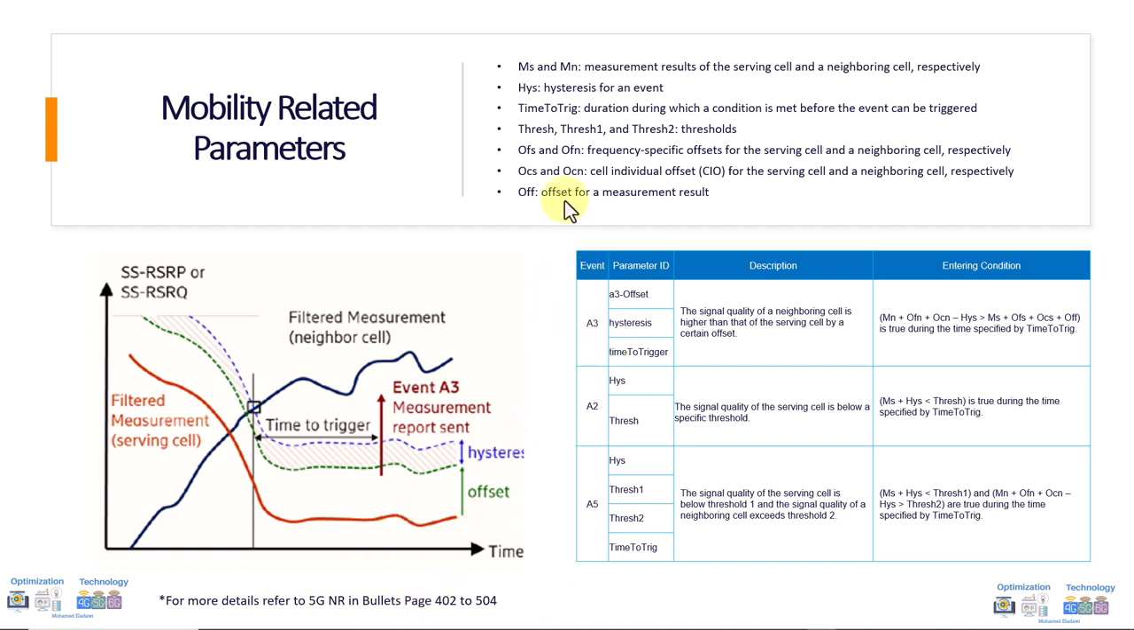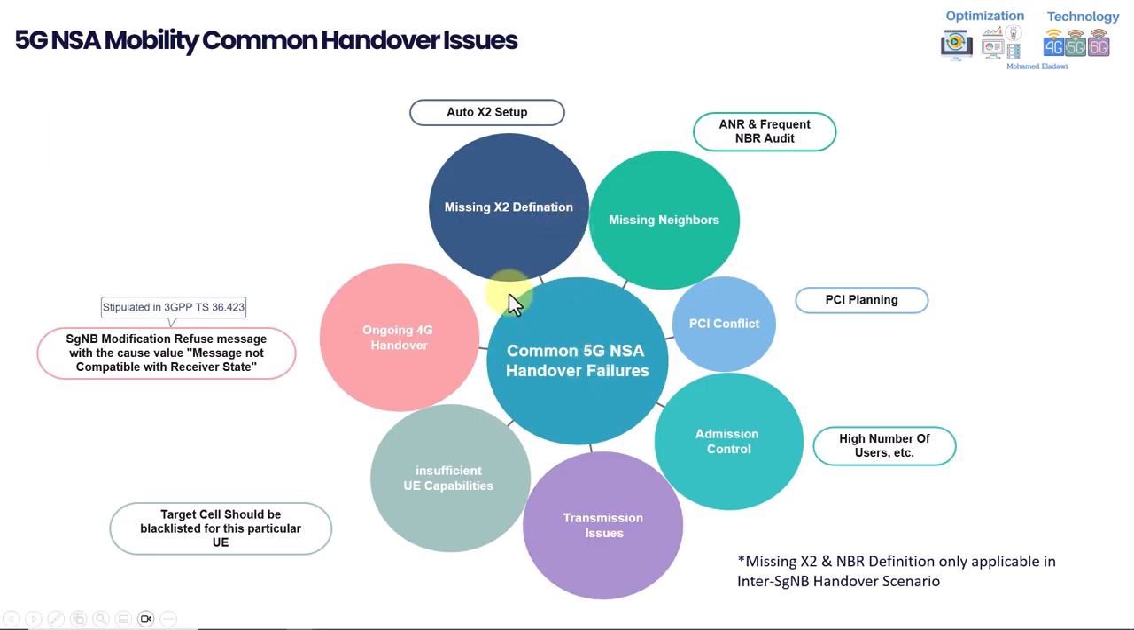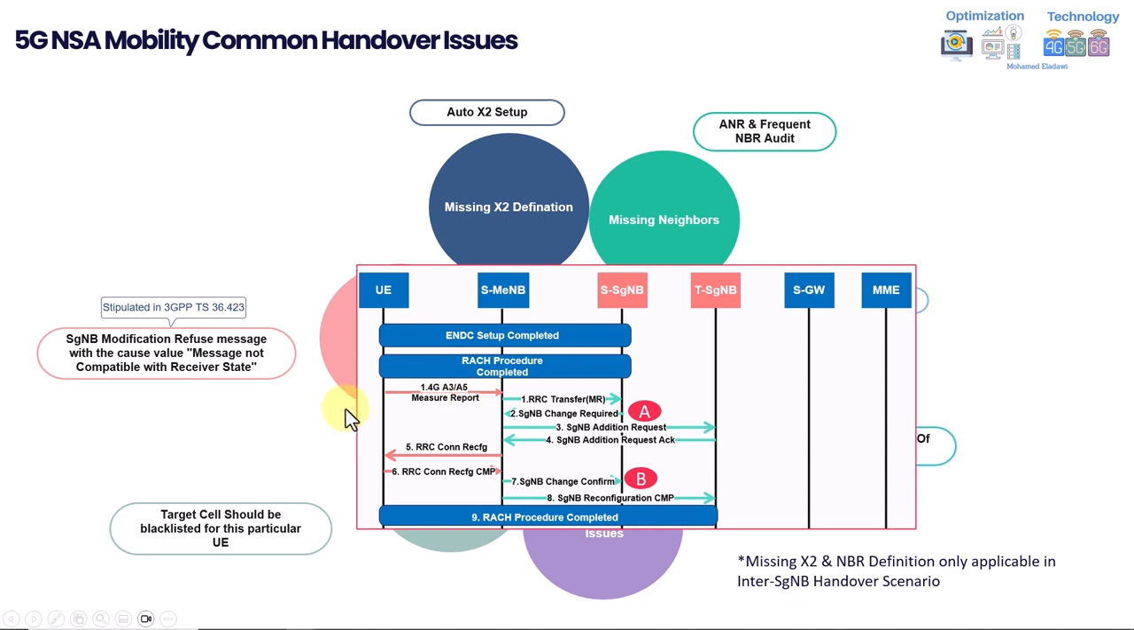The last part that I'd like to end with is the most common failures. It doesn't actually happen frequently, but in general I tried to collect whatever cases I am aware of or have seen before. For example, as I highlighted before, you have missing X2 definitions or missing neighbors. Usually, missing neighbors do not cause handover failures when speaking about the 4G network, but in a 5G network, missing X2 or missing neighbors can cause handover failure. Why? If you remember this figure, which we explained in the beginning of this session.